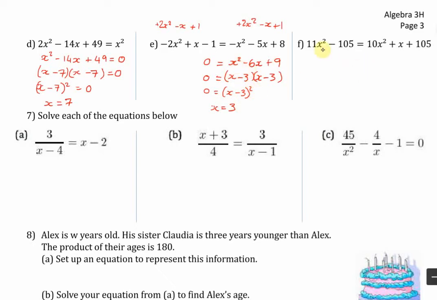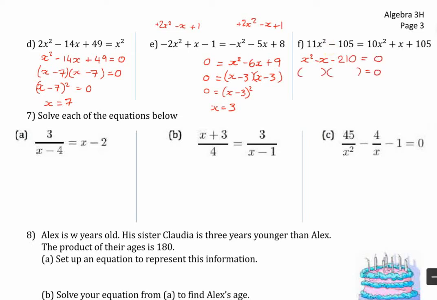Okay, on F, we have the most x squareds on the left, so that's where we're going to collect everything. In other words, we need to subtract 10x squared, leaving us 1x squared on the left. We are going to subtract our x, and we don't have any over here, so that will just give us a negative x. And we're going to subtract 105. Don't think automatically that that's going to disappear, because that's already a negative 105, so we're actually going to have negative 210, and that will be equal to 0.